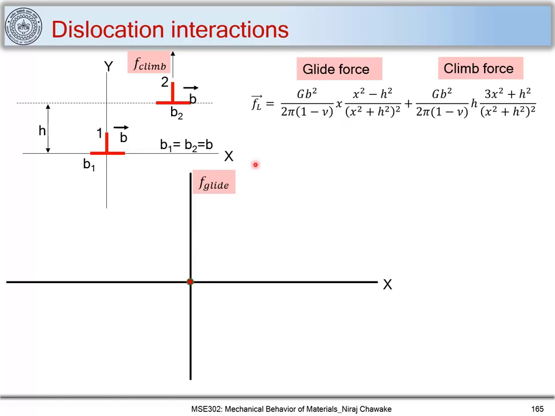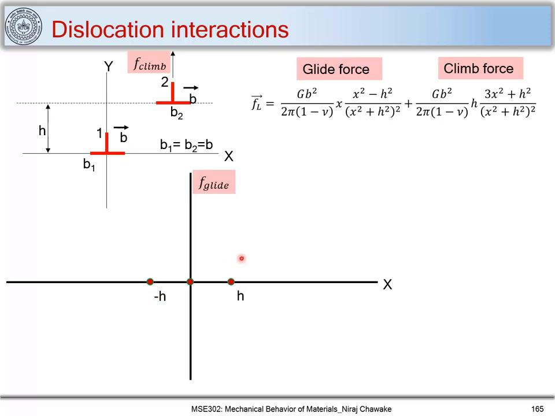Similarly, you can see this term which is x square minus h square. So when x equals h, whether positive or negative, the glide force will be zero. So for x equal to h or x equal to minus h, the glide force will be zero. Let's mark these two points too. So we have h here and minus h here, where glide force will be zero. These are the three points where glide force turns out to be zero.